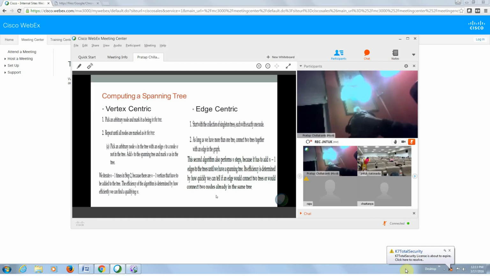So you go through that loop, repeat until that's 4 times, if it's 5 nodes, and then you come up with a spanning tree. Now in the case of edge centric, now that second step is where it differs from the vertex centric.